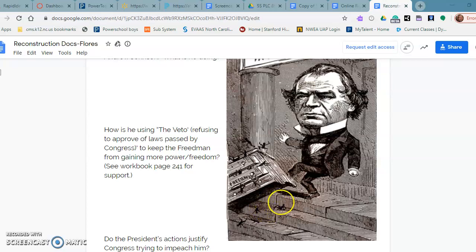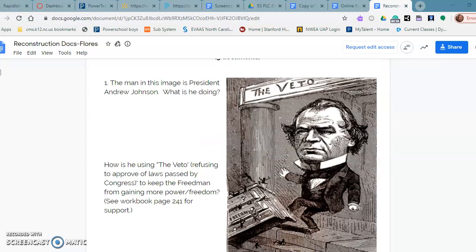So Johnson and his Secretary of War go back and forth at it, and eventually Johnson ends up firing his Secretary of War. This goes against the Tenure of Office Act, and because of that, Congress accuses Johnson of committing acts that were illegal, because under the Tenure of Office Act, he was not allowed to fire his Secretary of War without Congress's approval. And that is how they start to get Johnson to be impeached.